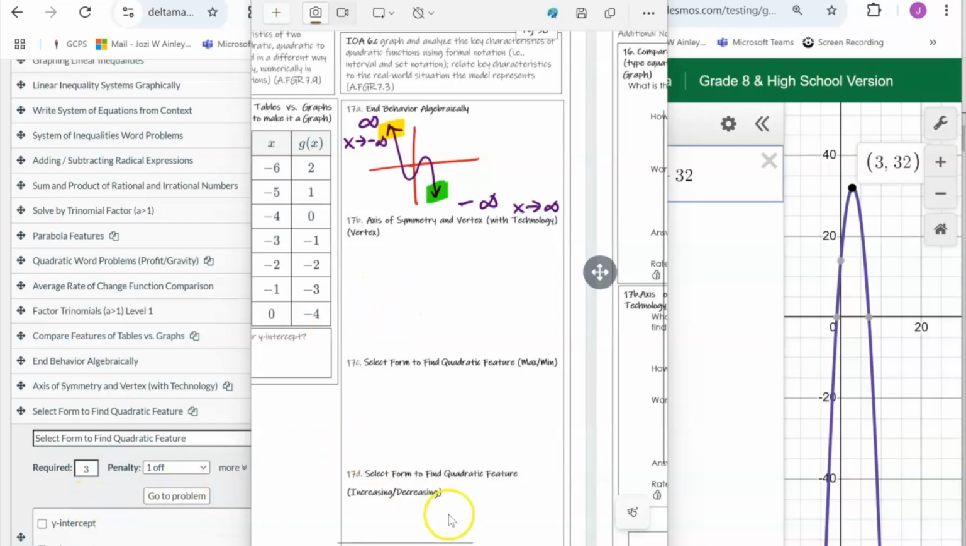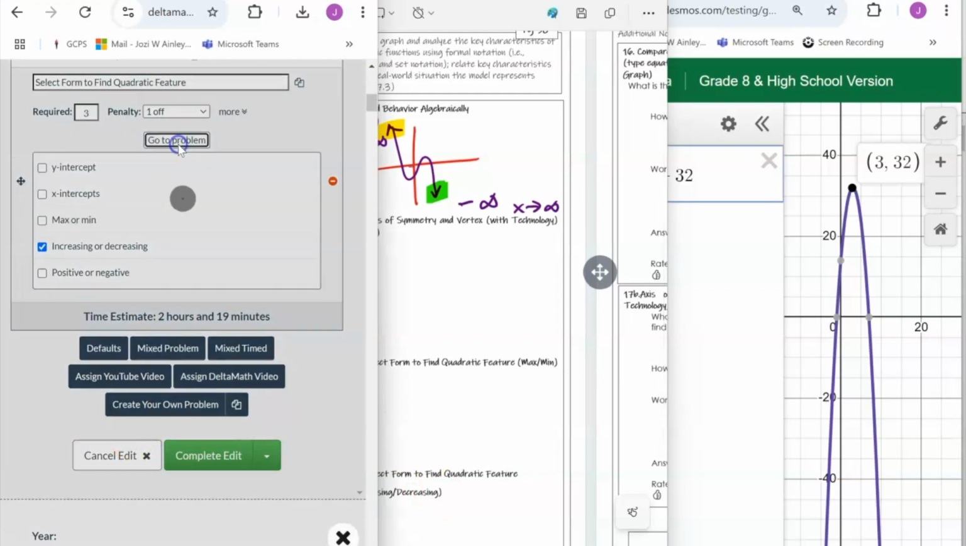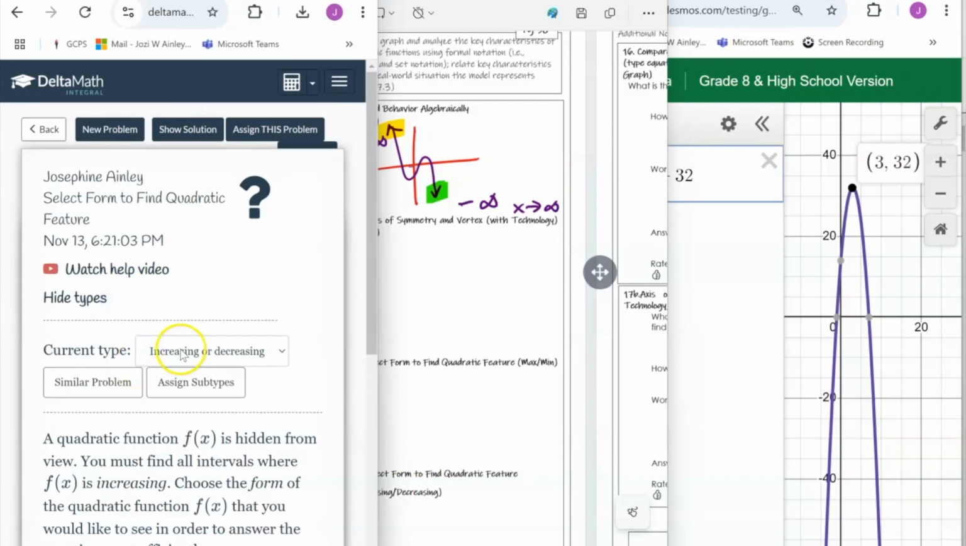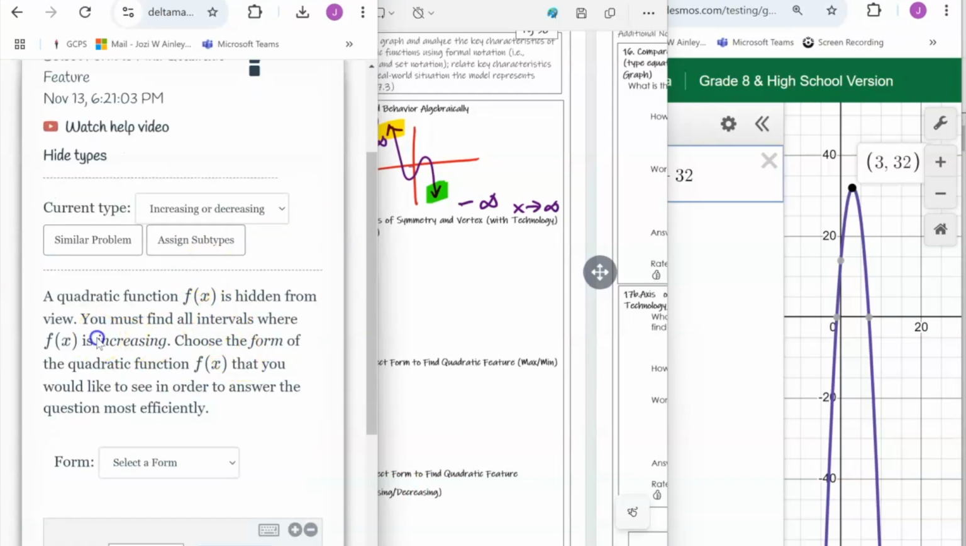All right, so the last one we're going to take a look at is select form to find the quadratic feature. Technically, I'm looking at increasing and decreasing, so I'm just going to make sure that's all I cover right now. So I'm going to go to my problem, increasing and decreasing. I'm going to do an increasing one and a decreasing one, so just hang tight until you get the one you need.